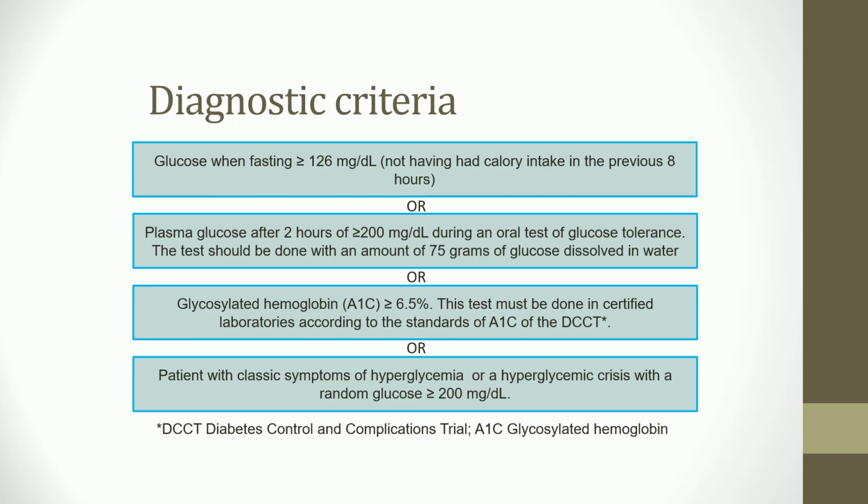Number 2, we can find plasma glucose after 2 hours of our glucose challenge. So a test with 75 grams of glucose in water. It's like a soda, but with a very precise quantity of glucose diluted in it. And of course, it doesn't have other things. It's not a gassy beverage. It just has water and glucose. Some patients like it, some patients dislike it.